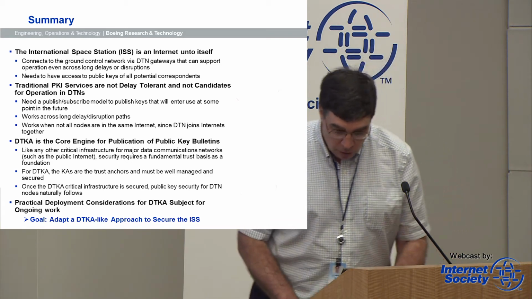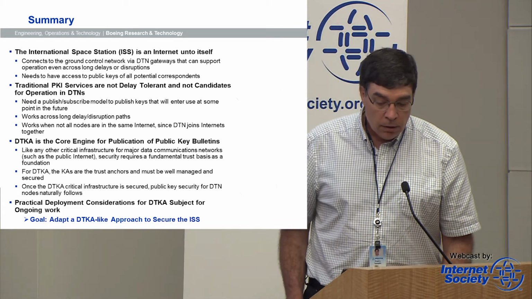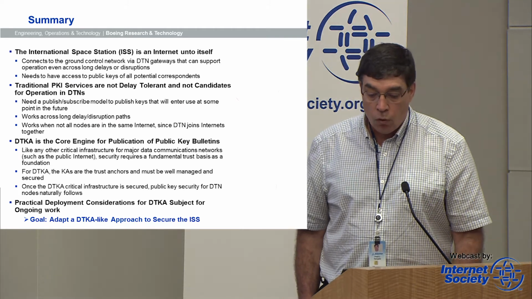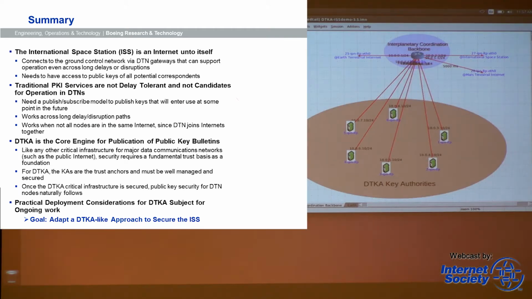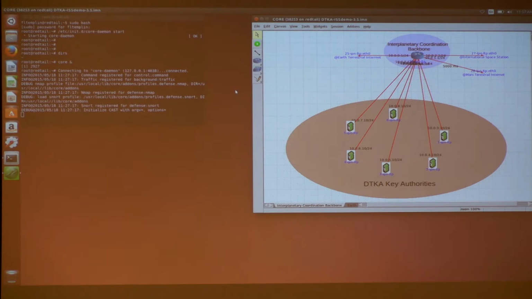So what you're seeing right now is what's known as a core model. Core is a network modeling system that's based on lightweight virtual machines. So each icon you see in this diagram is a little virtual machine unto itself. It runs its own operating system kernel, it runs its own networking protocol stack, and it's a lightweight virtual machine running on a single Linux laptop. So I'm going to start the emulation.